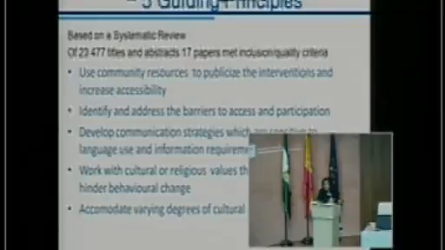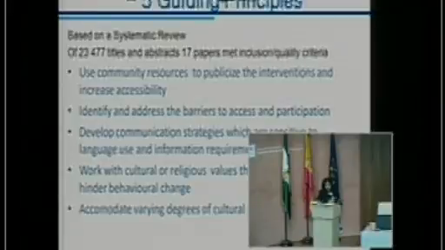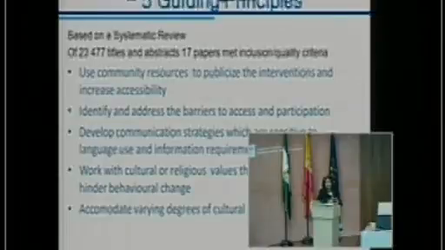We need to identify the barriers to access and participation. We need to have appropriate communication strategies so that immediately when we start talking to them, they don't get completely turned off. We need to work with religious or cultural values that either promote or hinder behavioral change. For example, for the Chinese, persistence is a very important value, and that is excellent in the case of smoking cessation, because that helps them to quit.